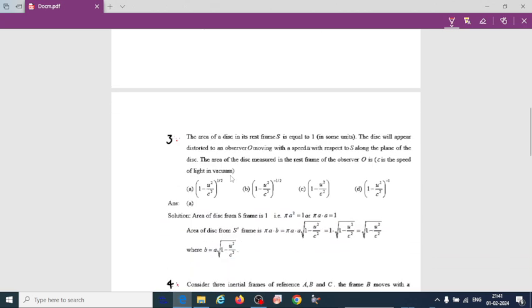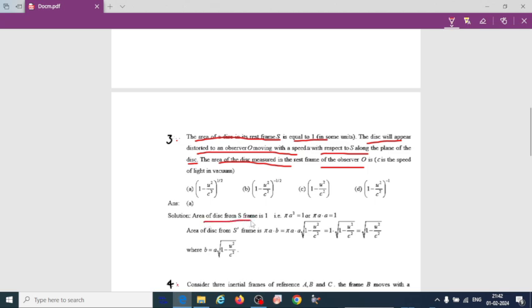So the next question: the area of the disk in rest frame S is equal to 1 unit. The disk will appear distorted to an observer O moving with the speed u with respect to S along the plane of the disk. The area of the disk measured in the rest frame of the observer O is... They have given 4 options, so we need to verify the answer.